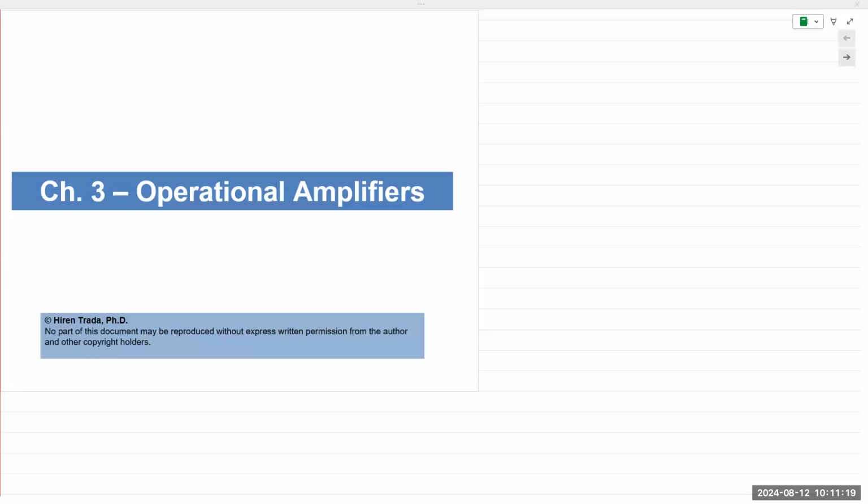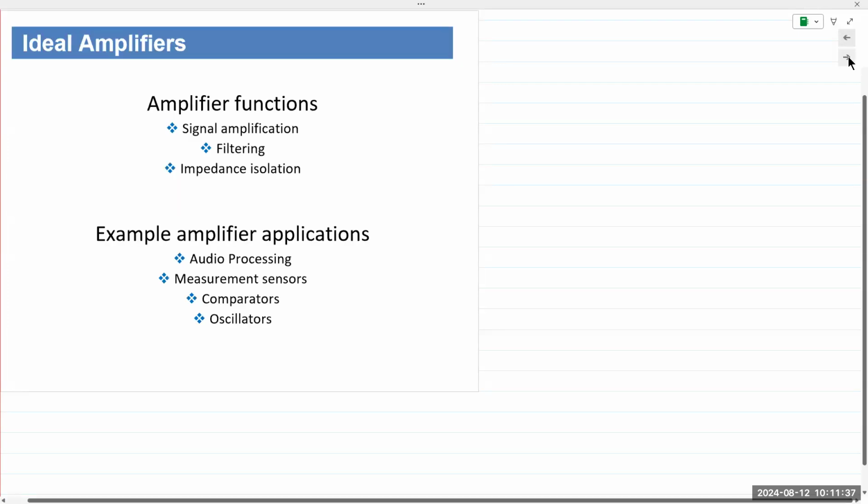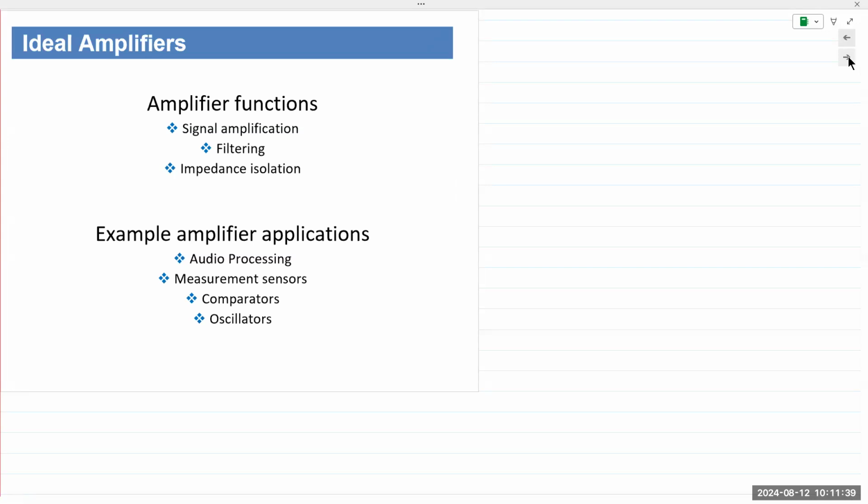So op-amps stands for operational amplifiers. They are primarily designed from bipolar junction transistors, and they are a version of a differential amplifier. When we study op-amps, we begin with a little bit of description of the internal construction, but not too in-depth. But then from that point on, we will analyze the op-amp as an off-the-shelf part.